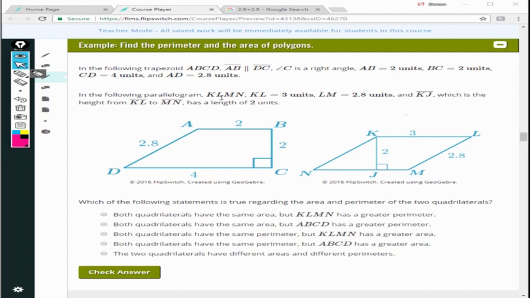Parallelogram KLMN, KL is 3 units, LM is 2.8 units, KJ is the height from the segment KL to the segment MN, and it has a length of 2 units. This is asking us which of the following statements is true regarding the area and perimeter of the two quadrilaterals.